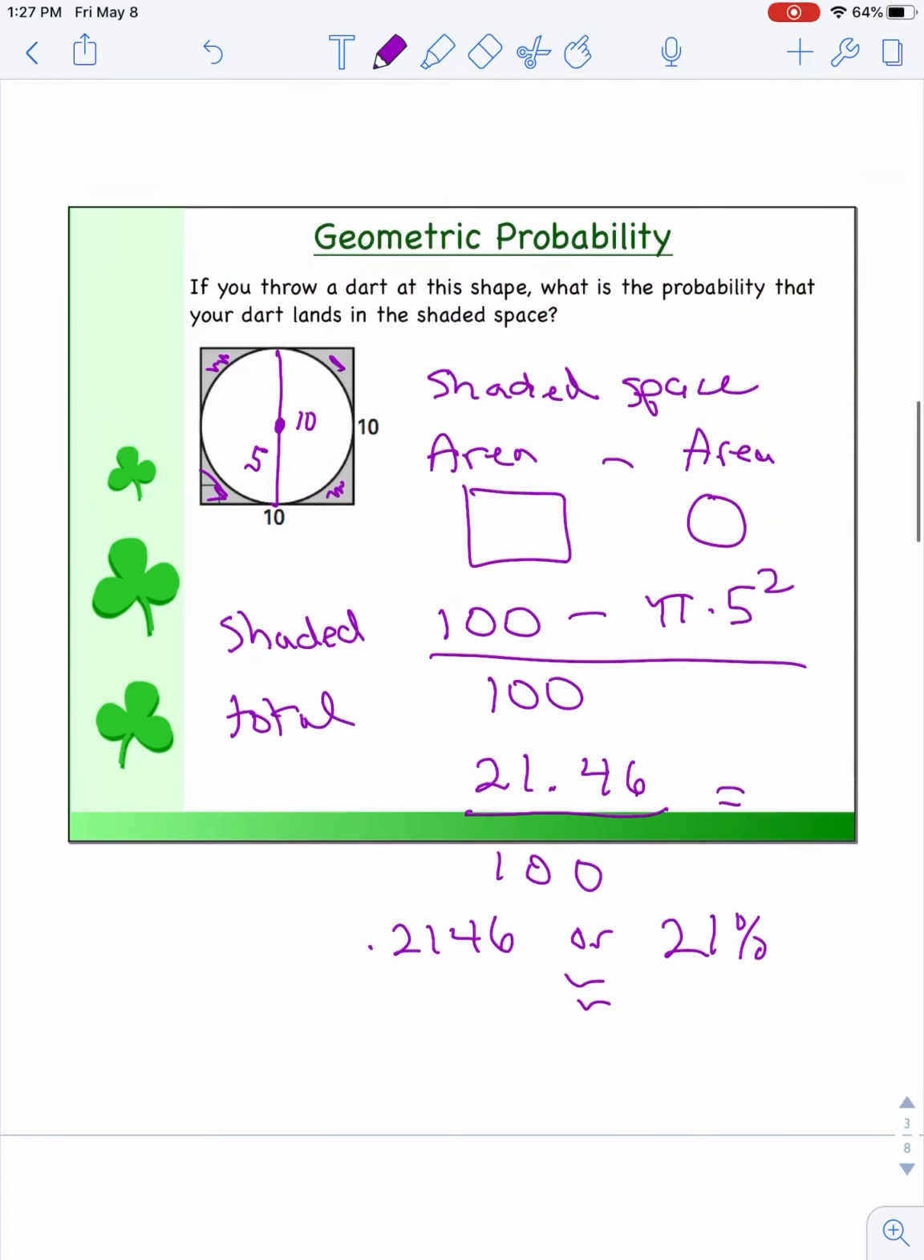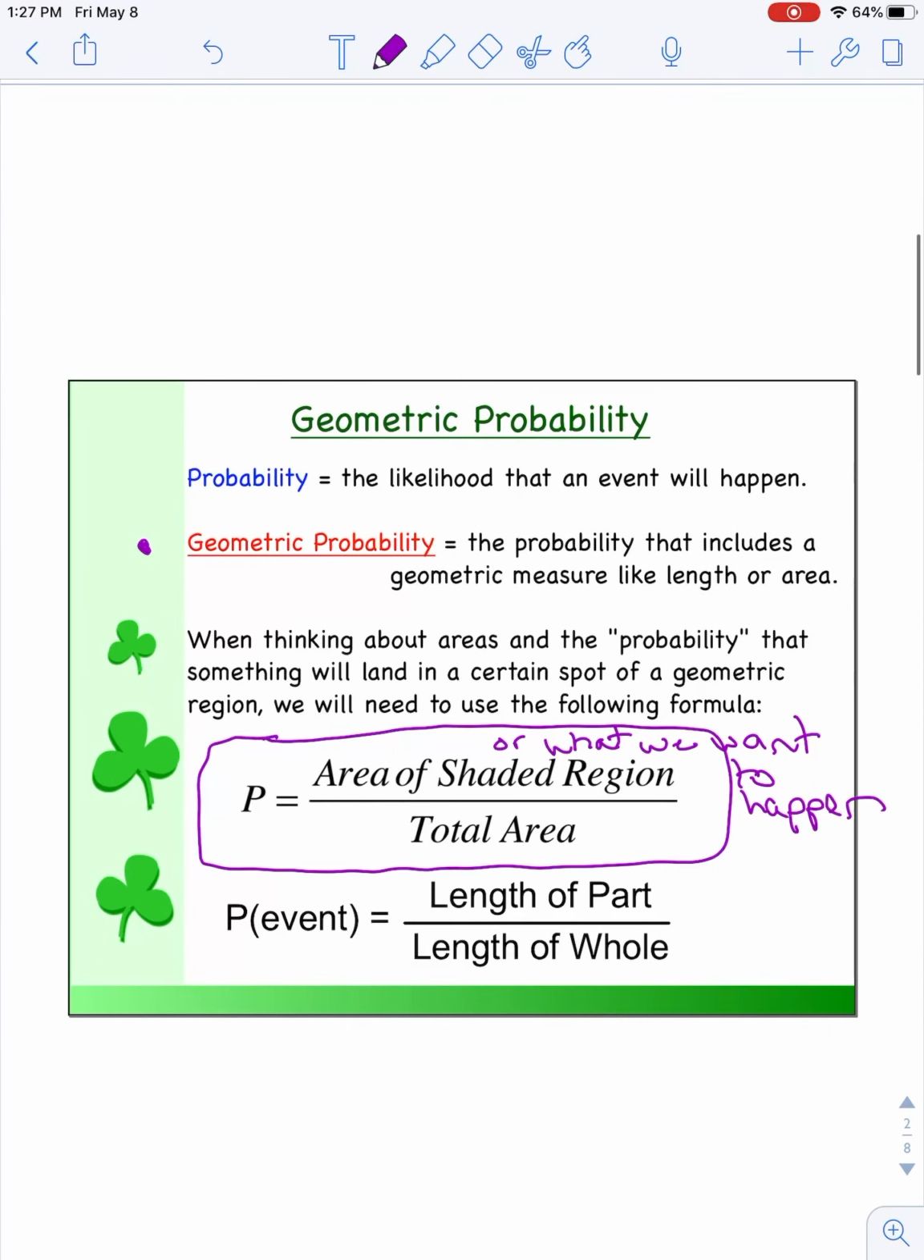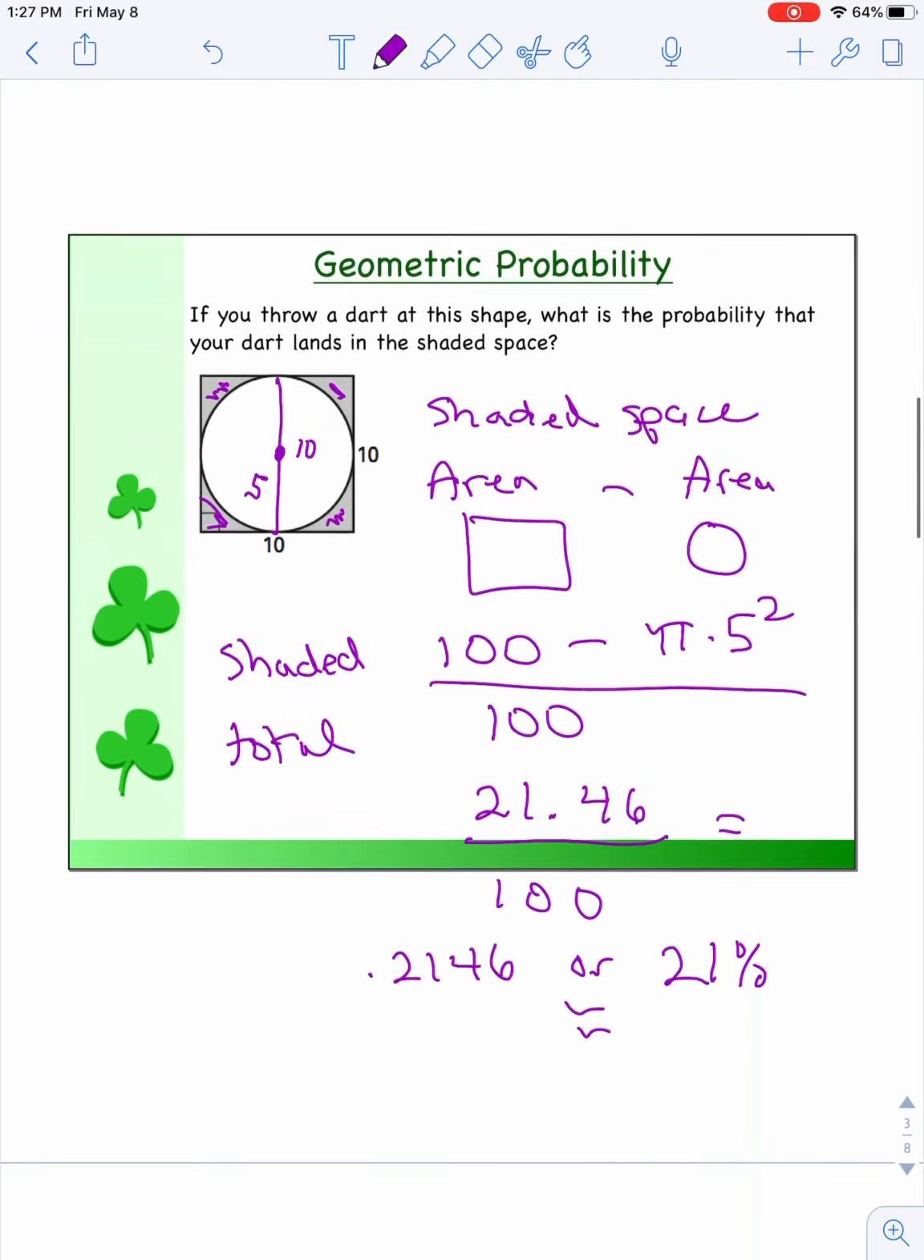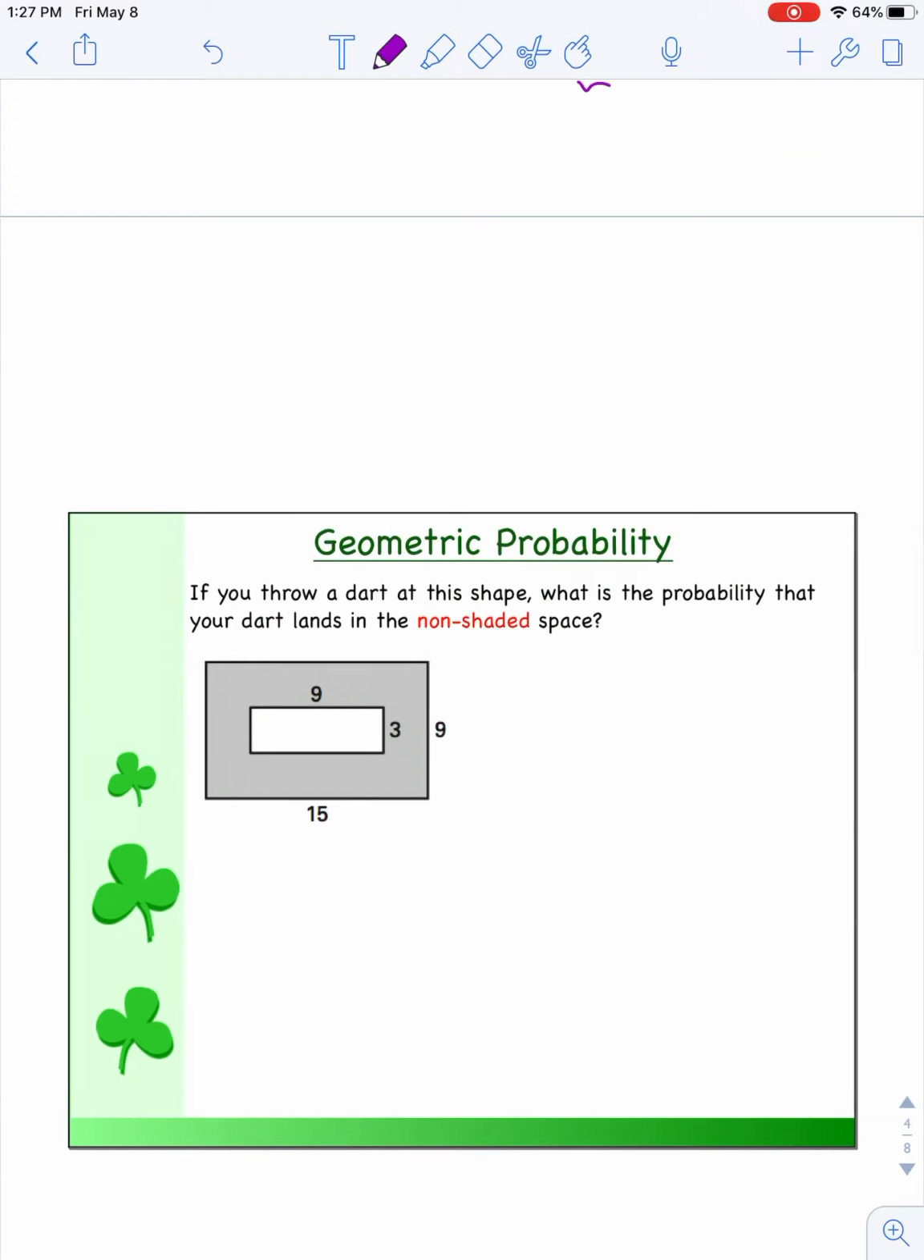When I first started out and we talked about how you find geometric probability, we said the area of the shaded region, but it depends on the problem, because in this next problem it says if you throw a dart at this shape, what is the probability that your dart lands in the non-shaded space? So now what we want to happen is we want to find the area of the non-shaded, because that's where we want it to land to win, and compare that to the total area.